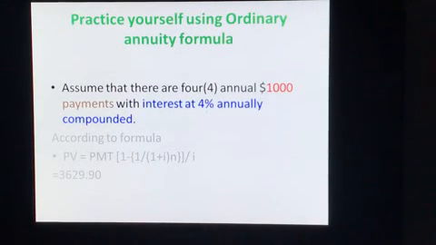So assume that there are 4 annual payments of $1,000 with interest at 4% annually, compounded annually. Now we are asked to calculate the present value of this ordinary annuity. After inserting all this information in the present value of annuity formula, we get $3,629.90 as the present value of the annuity. This will be our answer.